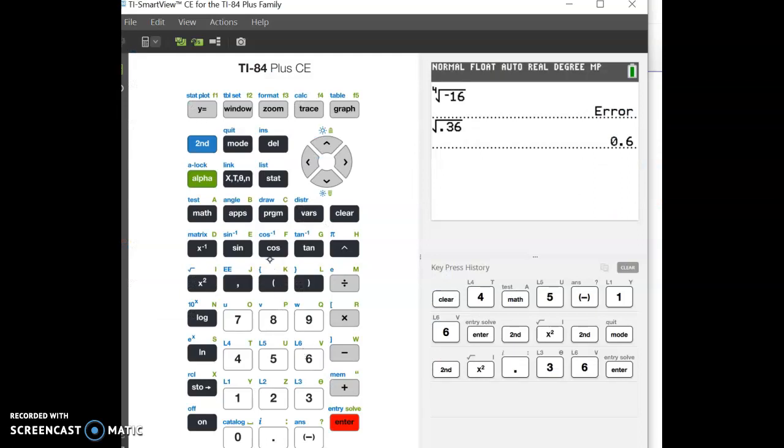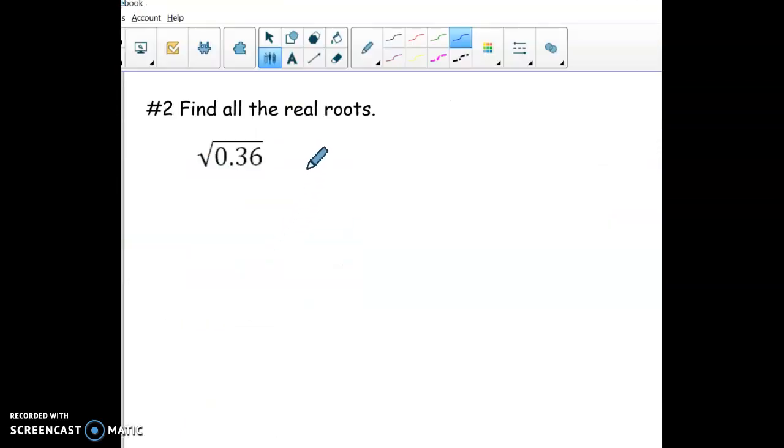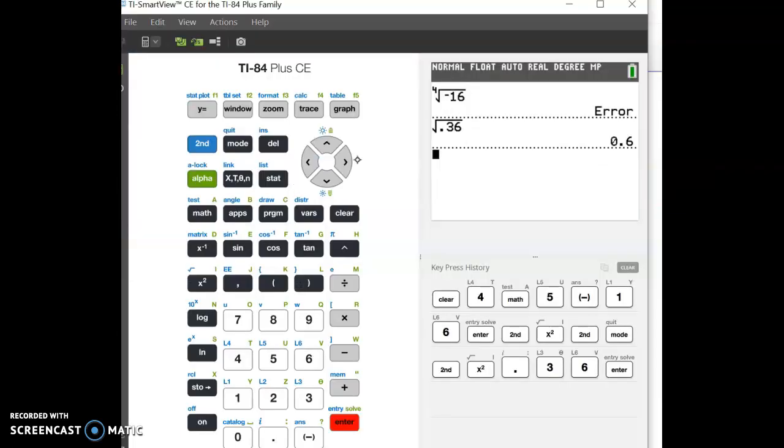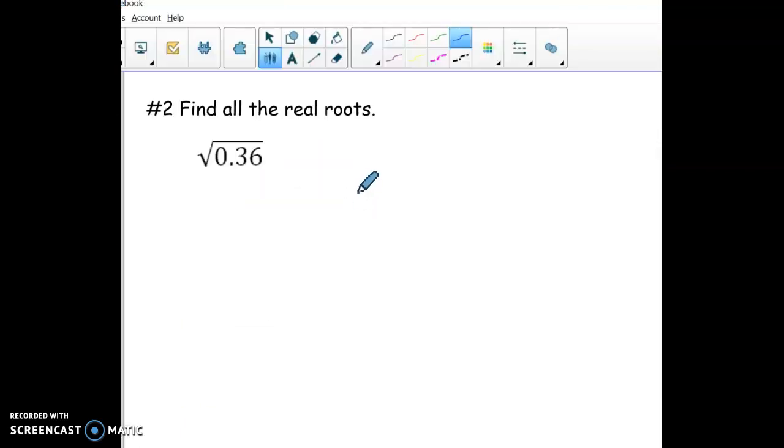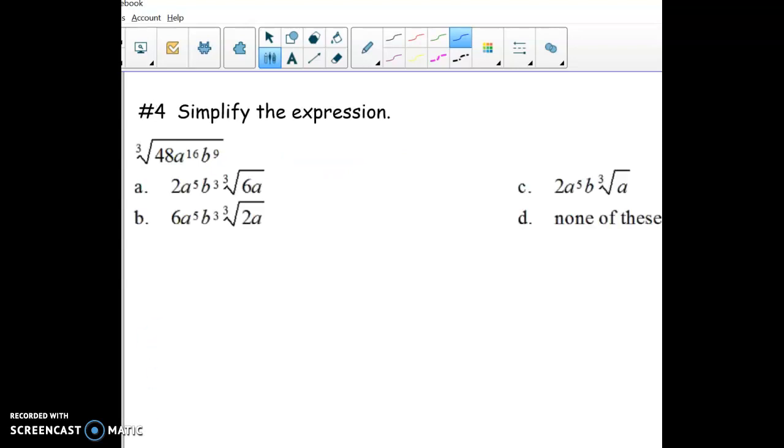Okay, and so I do get an answer there, and that makes sense because it's even and positive. But the one thing is our calculator only tells us the positive answer. So this is going to be, I think, multiple choice on the test. And you got to remember that there's 2 answers here because it's even root and positive radicand, so that should be 2 answers.